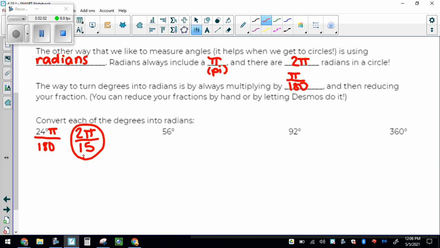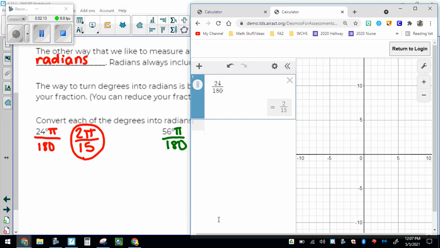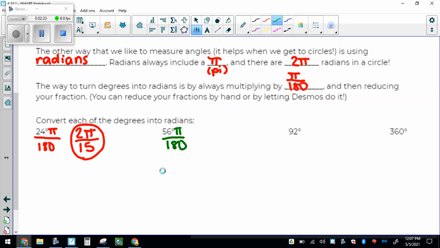So for 56 degrees, we're going to do the same thing. To turn it into radians, it's 56 pi over 180. I let Desmos do all of this for me. So instead of 24 over 180, I want 56 over 180. I left this button clicked so that it automatically reduces it. It's 14 over 45. So that's going to be 14 pi over 45.